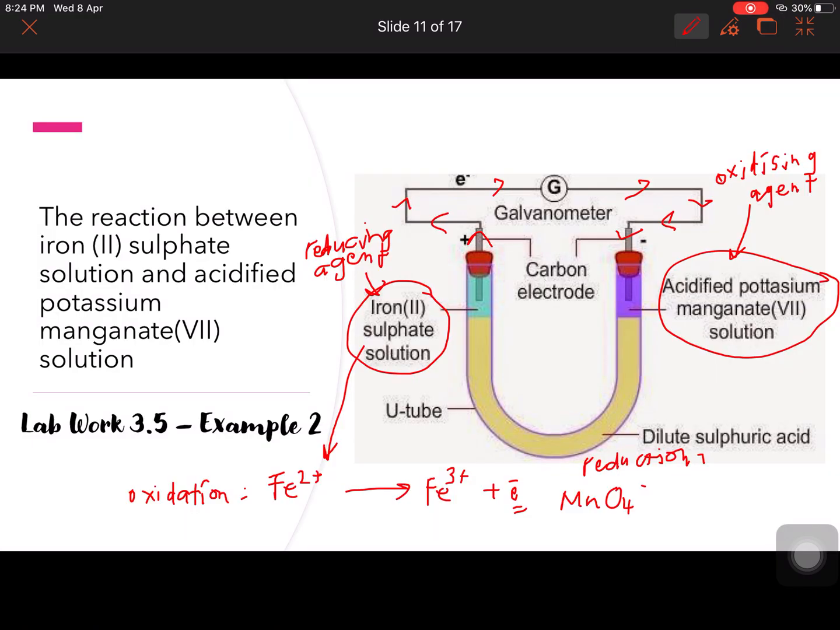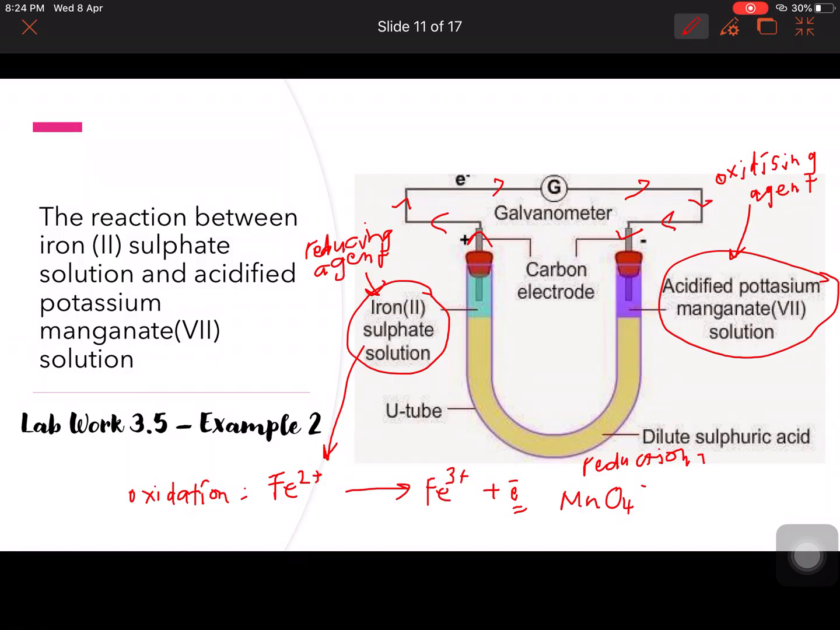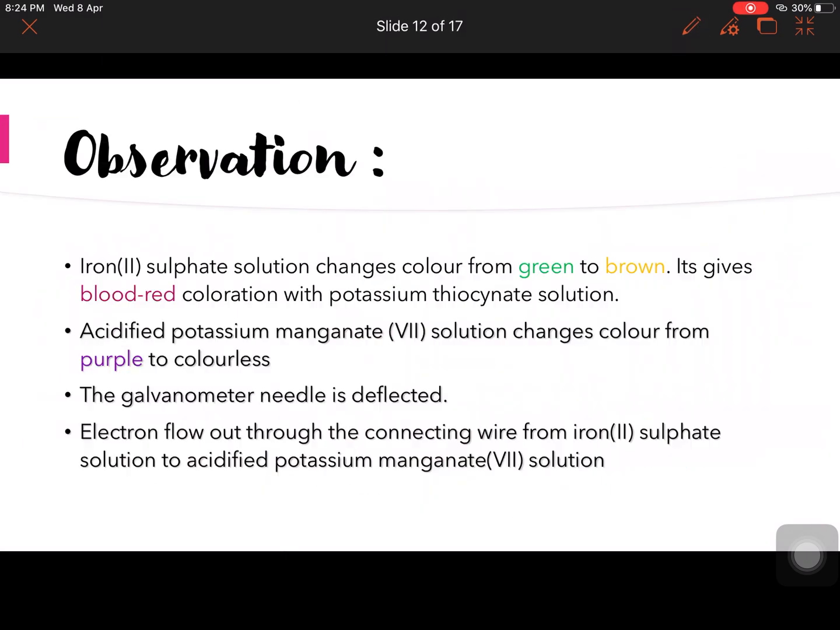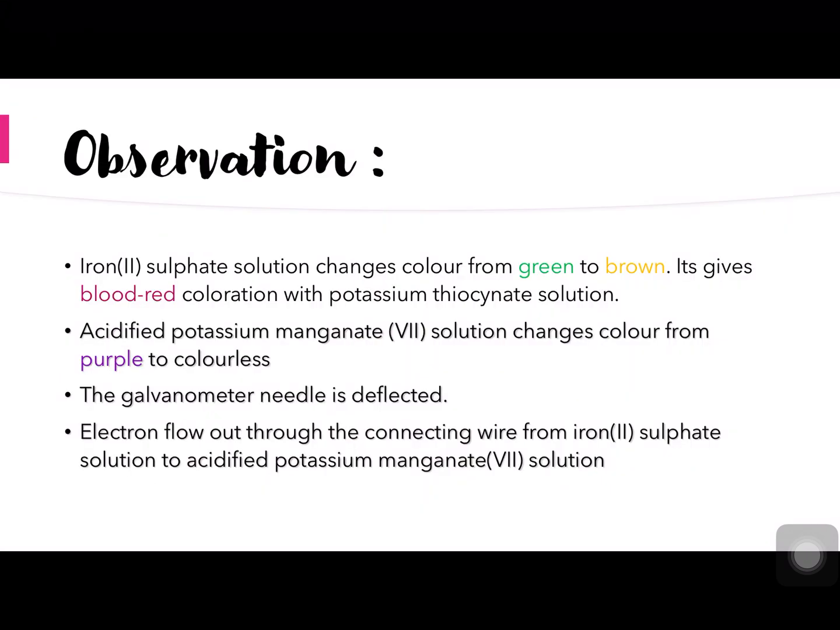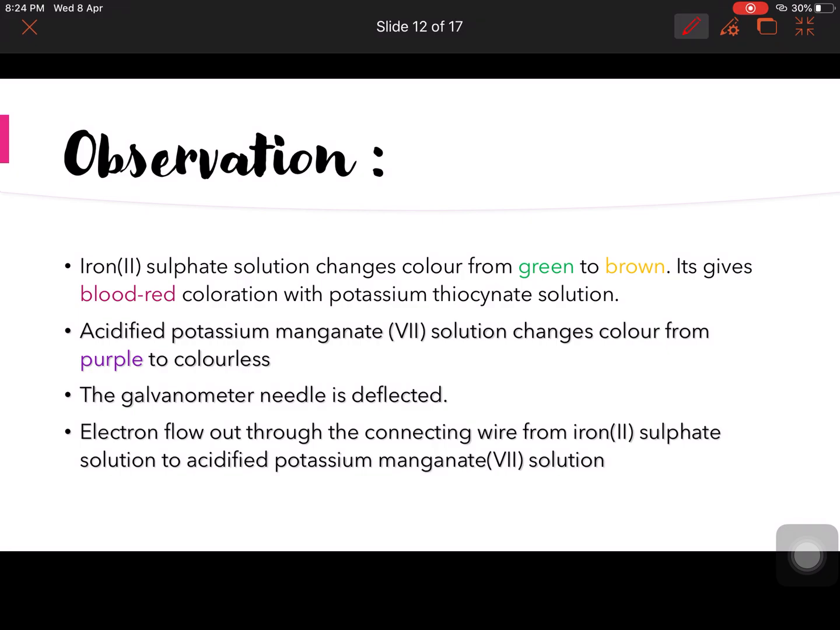Okay, next. Second step, baru second step. Still in second step, observation. Observation, never mind. Observation, I want to show you this one. Okay, for observation, iron 2 sulfate, iron 2 means the color is green color. So from green becomes iron 3 ion. This one is because of iron 2.